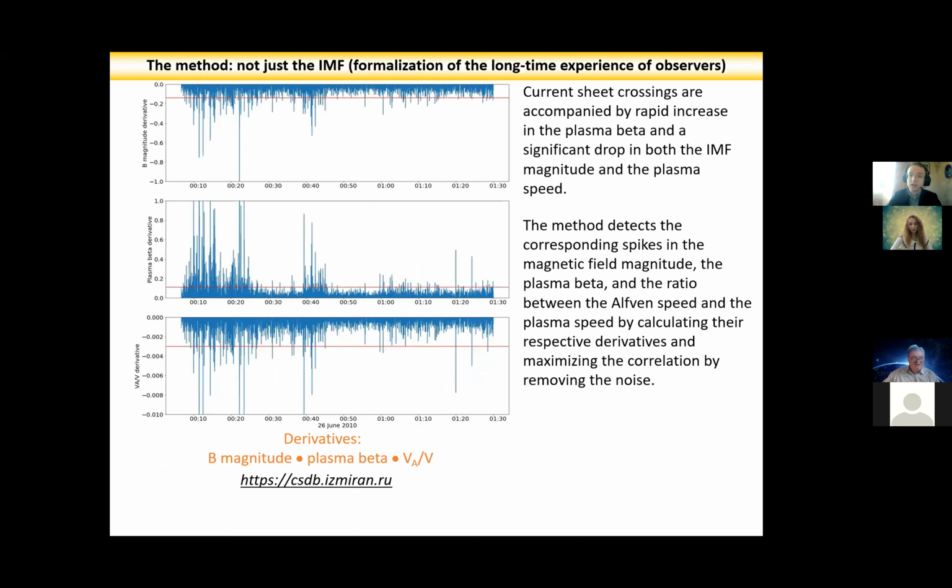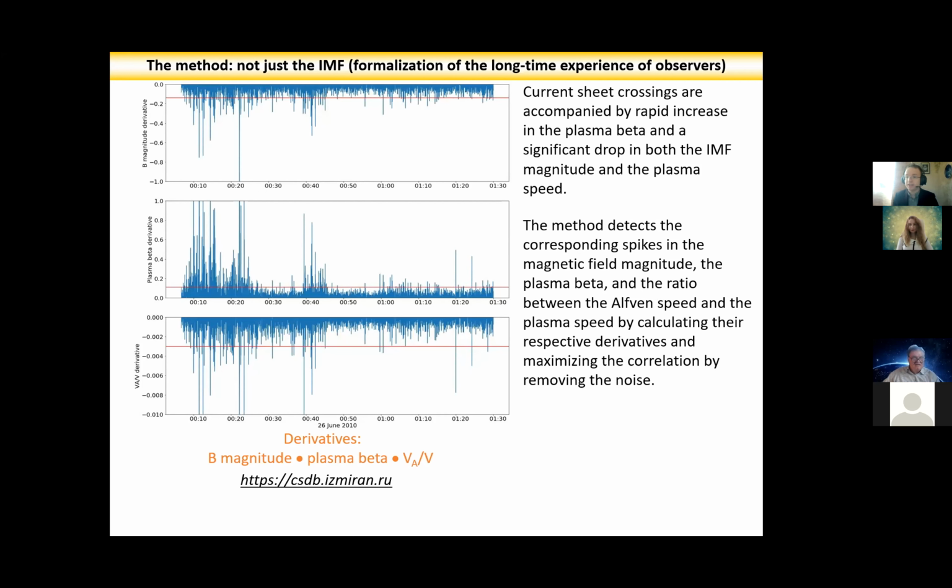And about the method itself, as I already said, we are not just using the IMF characteristics, we're also using the plasma characteristics. We're using three of them: the magnitude, and two plasma characteristics, the plasma beta and the ratio of alpha speed to plasma speed.